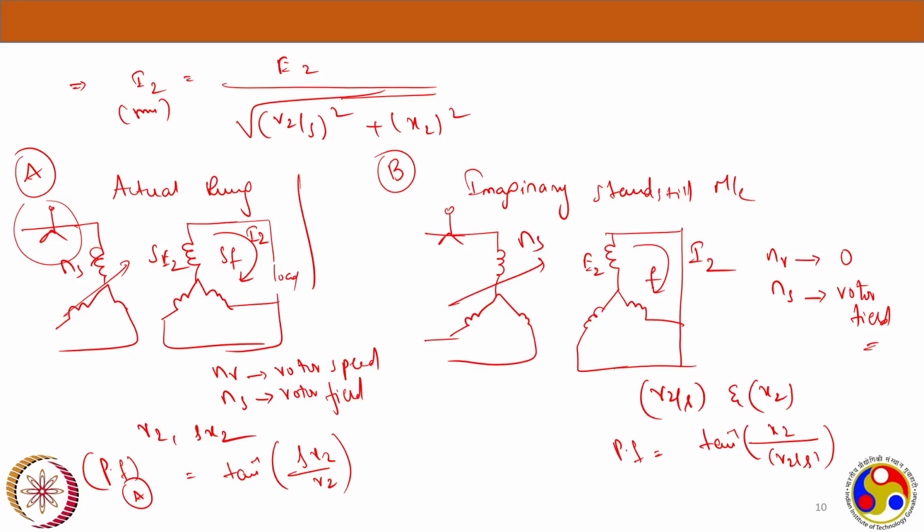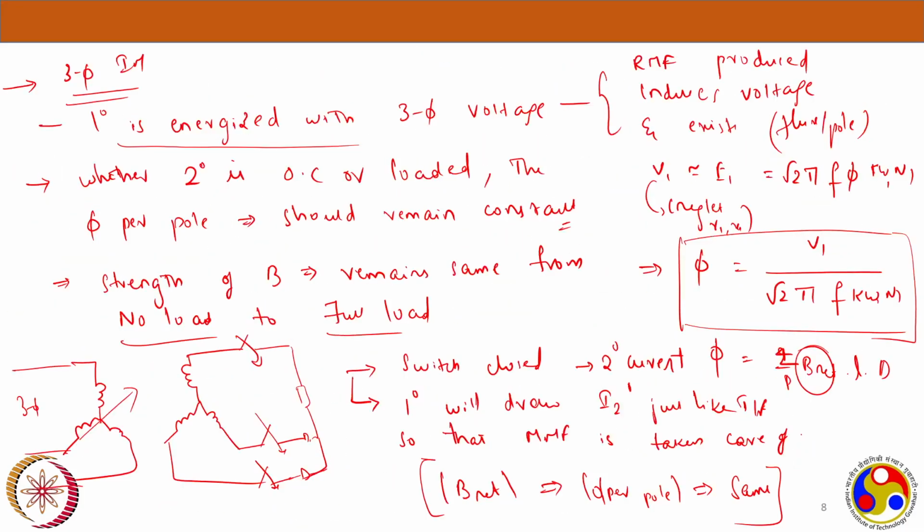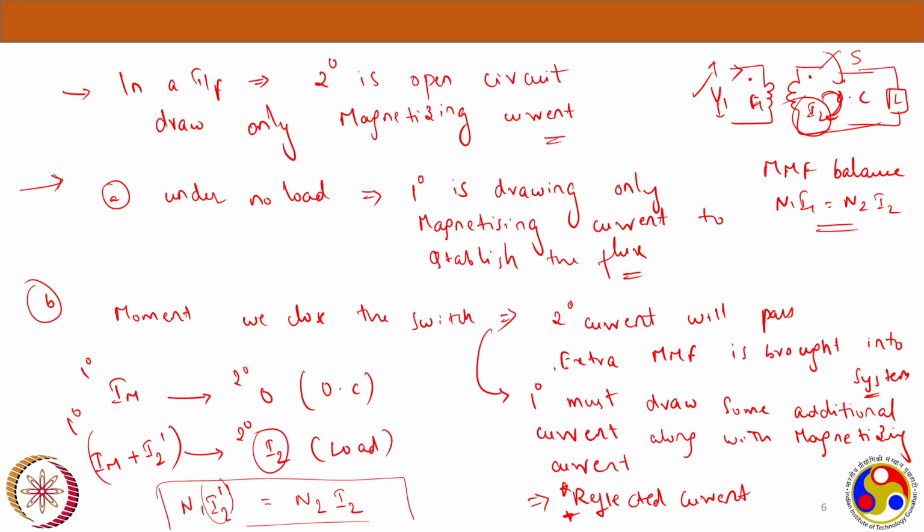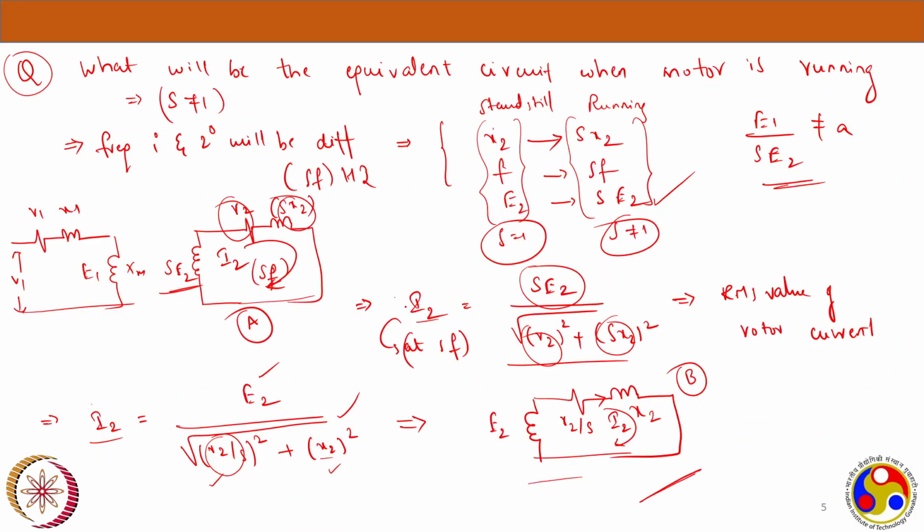See, because we are keeping the current I2 the same in these two cases, but we are modifying this frequency. Here it is slip frequency, here it is the same as input frequency. Here it is SE2, but here it is E2. Now, if we go back to the discussion here, where E2, R2 by S and X2, it is easy to join. But here it is SE2, SF, and these are not the same. So you can't combine these two here.